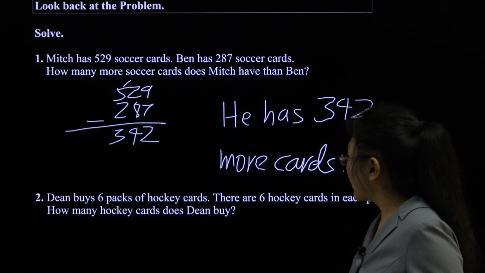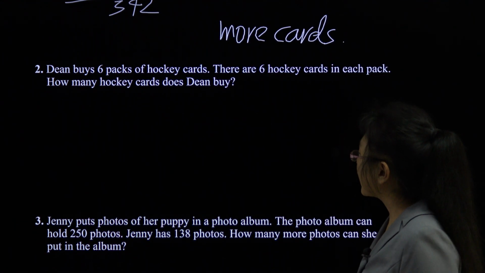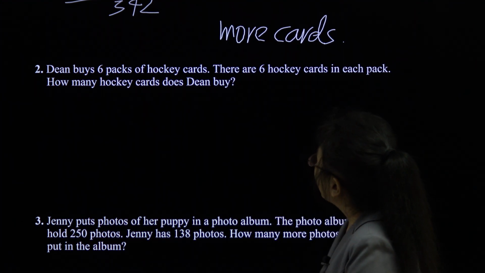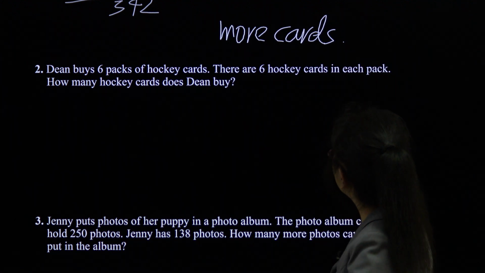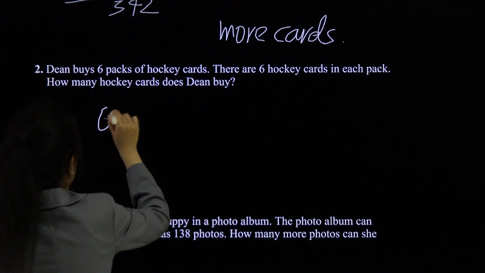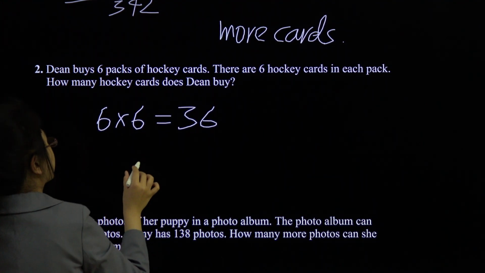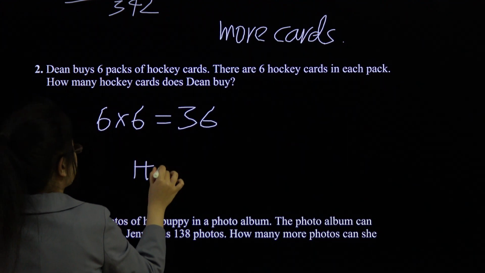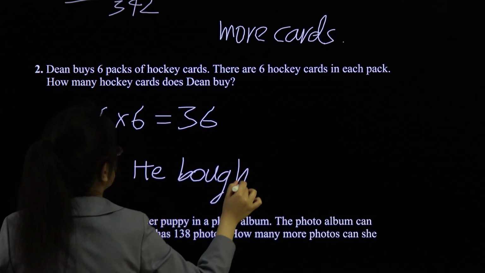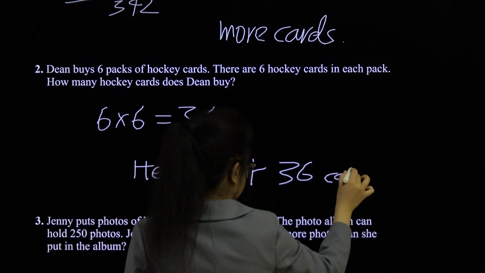Dean buys 6 packs of hockey cards. There are 6 hockey cards in each pack. How many hockey cards does Dean buy? Therefore, well, we get 6 packs of hockey cards and 6 hockey cards in each pack. So that's 6 times 6, which is equal to 36. He bought 36 cards.